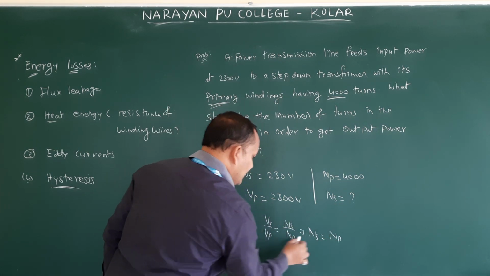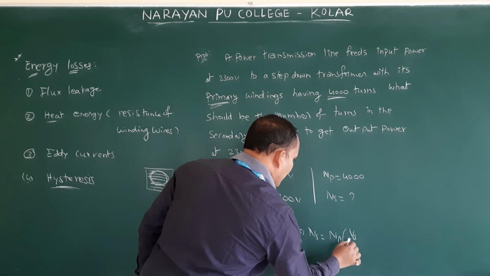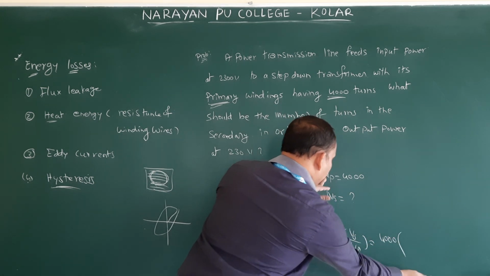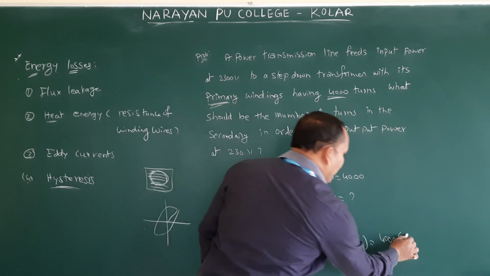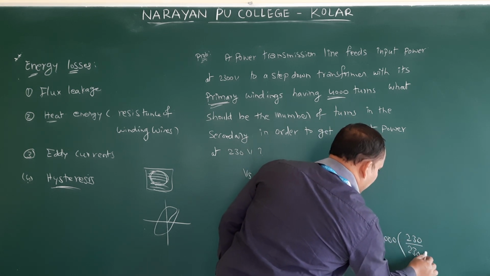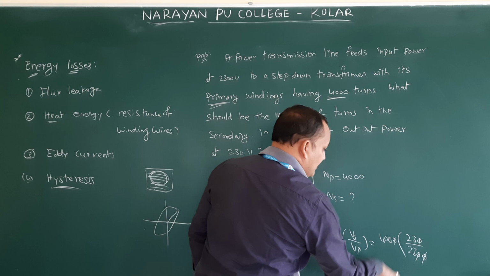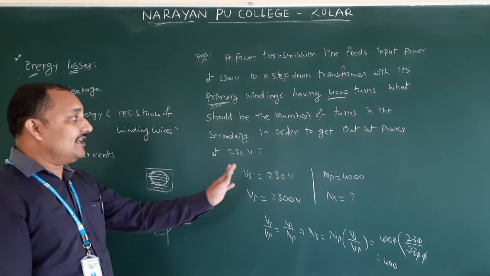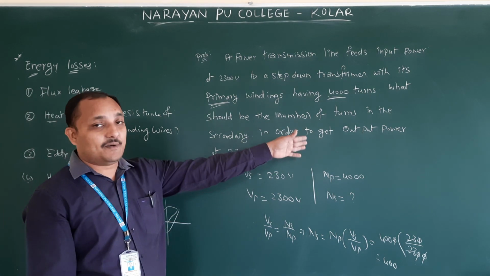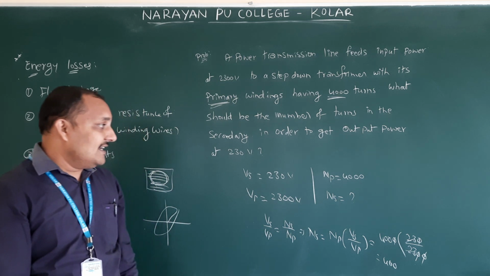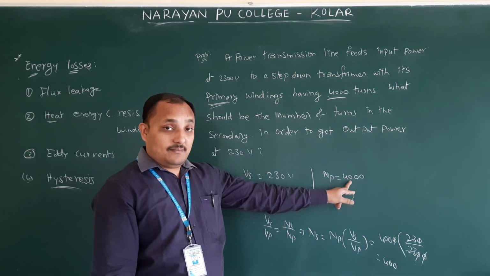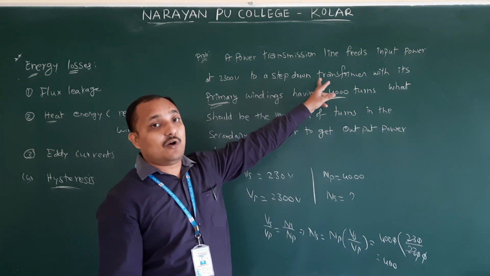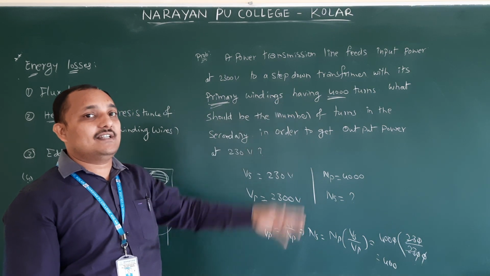Ns is equal to Np into Vs by Vp, as Np comes to this side. What is Np here? 4000 into Vs by Vp, 230 by 2300. One 0 will be cancelled, another 0 cancelled, 20 to 20. Simple problem. This is 400 turns. So in the secondary coil, to get 230 volts output, you require 400 turns. See here, the primary coil has 4000 turns and the secondary coil 400. Therefore, which transformer is it? Step down transformer. If we had got more, that would be a step up transformer.